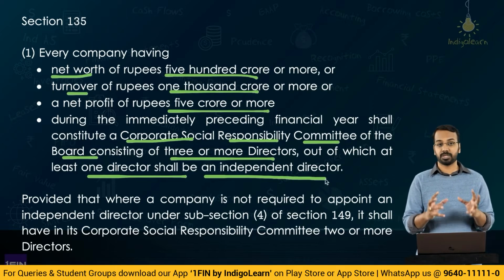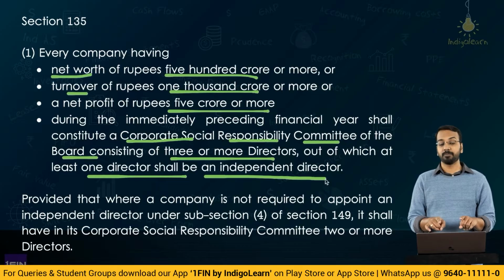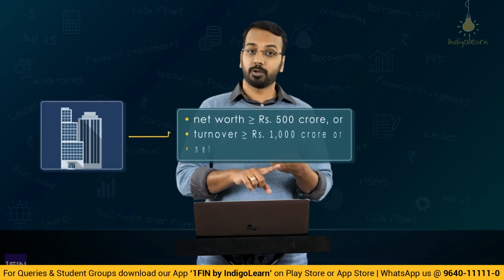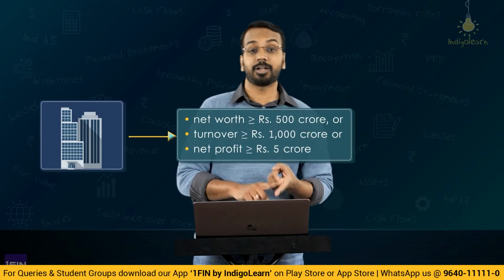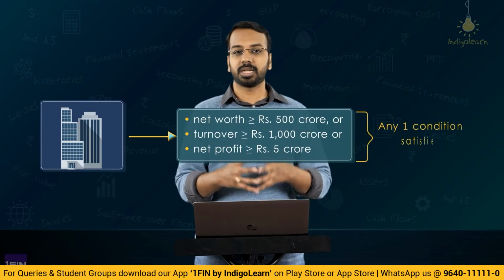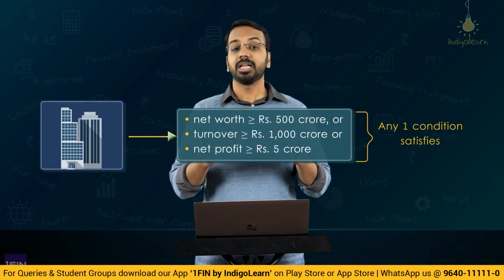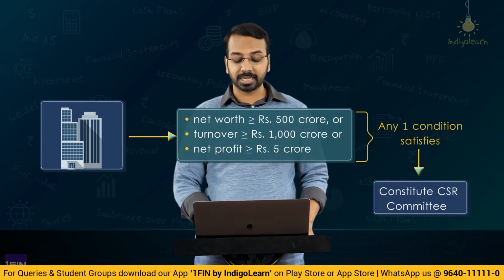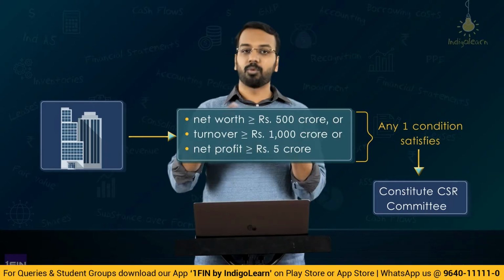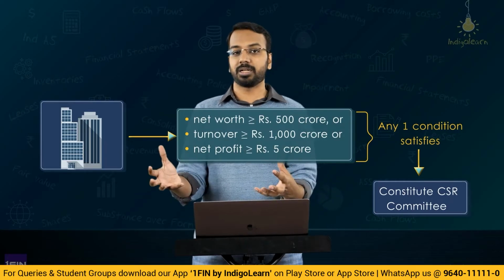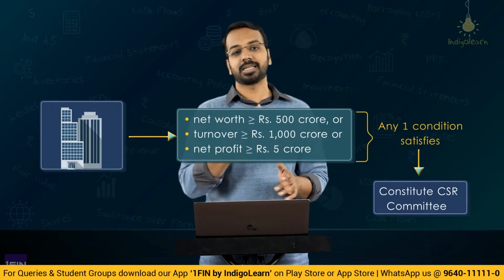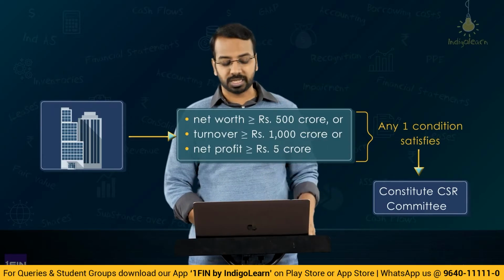So, the first subsection says that if there is a company which has net worth of 500 crore or more, turnover of 1000 crore or more, net profit of 5 crores or more, if any of these 3 conditions are satisfied, then it will constitute a CSR committee. It will constitute a CSR committee of the board. So, there is a board of directors. From the board of directors, you will pick few members, you will pick few directors and you will create a CSR committee.